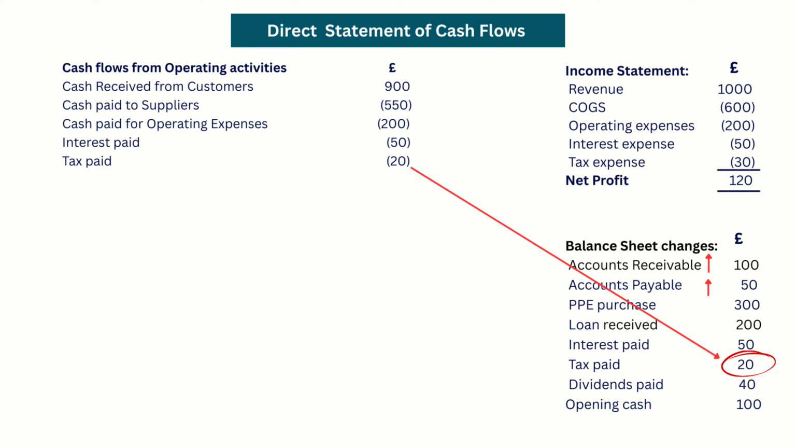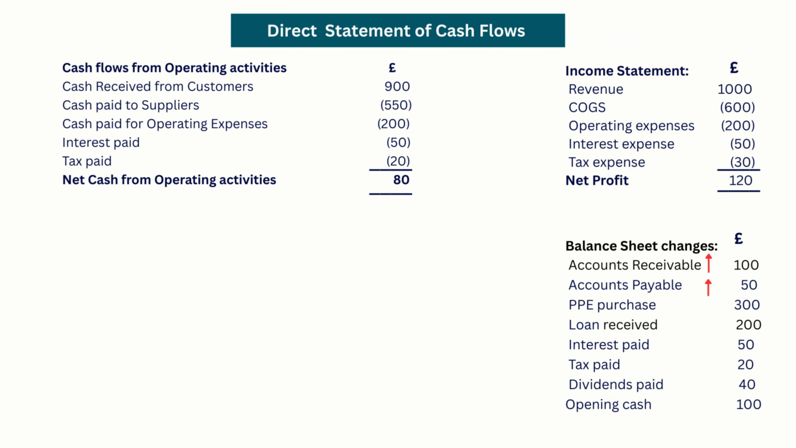Tax expense in the income statement is 30, but tax paid is only 20. So we deduct the actual cash paid. So although profit was 120, the company generated only 80 in operating cash. The difference is mainly due to the increase in receivables.